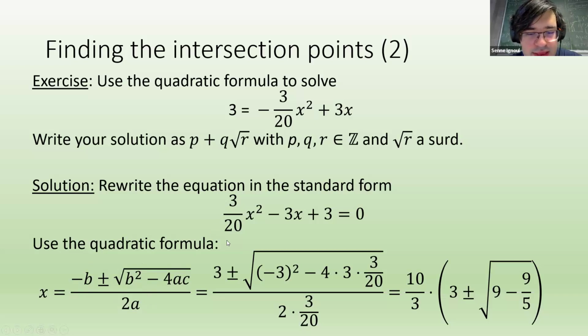So a is 3 over 20, b is minus 3, and c is equal to 3. If we just plug in the numbers, we get this. And then we start with computations. First of all, 2 times 3 over 20, that's the same as 3 over 10. If we divide by a fraction, remember that means we have to multiply with the inverse fraction. So dividing by 3 over 10 is the same as multiplying with 10 over 3. So that's what we're doing here. And then here we also computed this square and this product. We get 9 and 9 over 5.